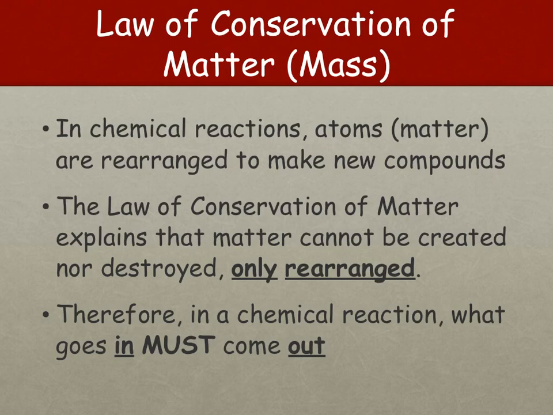Now, some of you are going to be like, well, I'm pretty sure that E equals mc squared says something about light being created from matter or matter being created from light. Yes, there are some instances in physics where matter and light can cross over a little bit, and you can lose some mass, but those are rare and they're not chemical reactions. So we're focused on the conservation of matter and mass in chemical reactions.